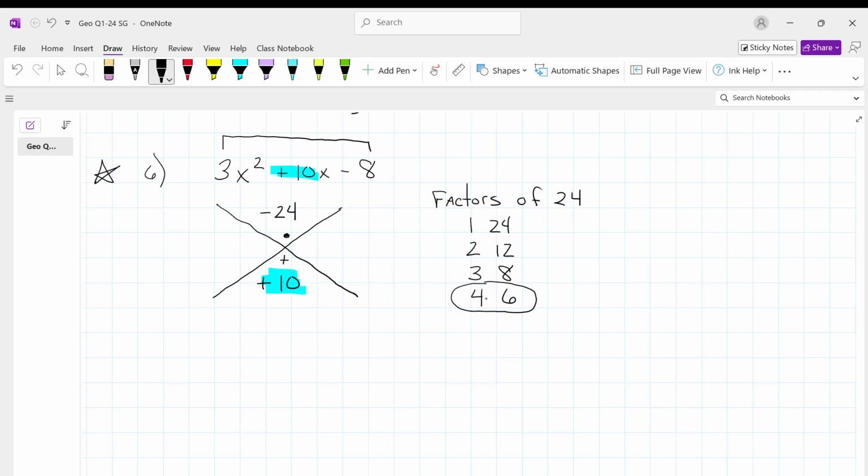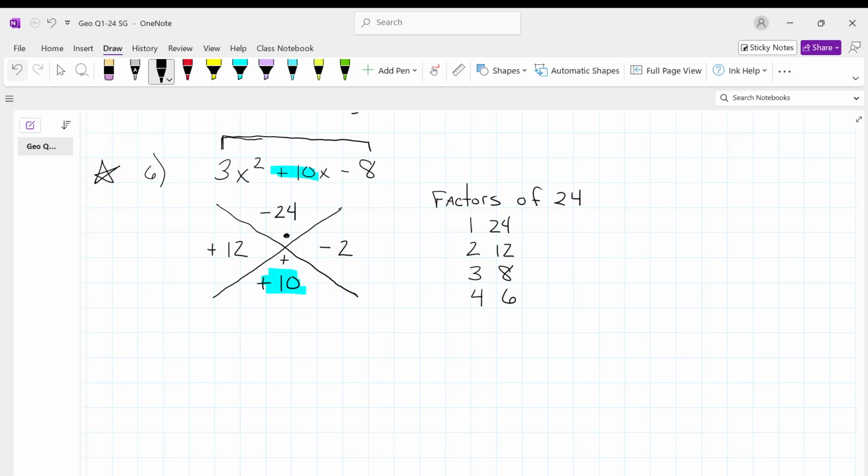It's not the 4 and the 6. It's got to be the 2 and the 12, doesn't it? Yes, because you've got a negative 24, so you're going to need at least one negative. So it's going to be the 12 and the 2. Positive 12 times negative 2 gives you negative 24, and positive 12 plus negative 2 gives you positive 10. Okay?